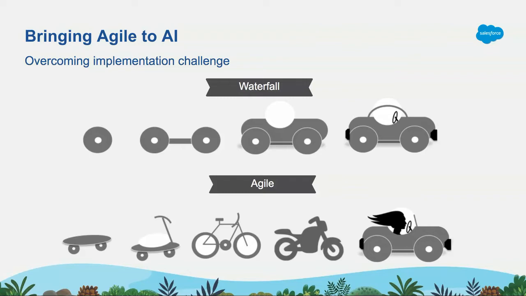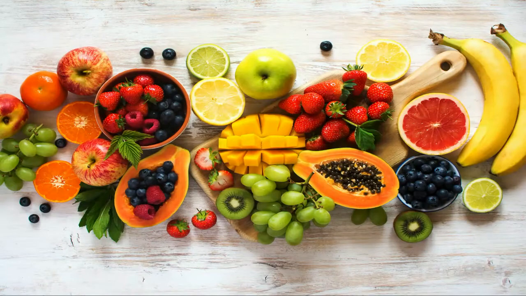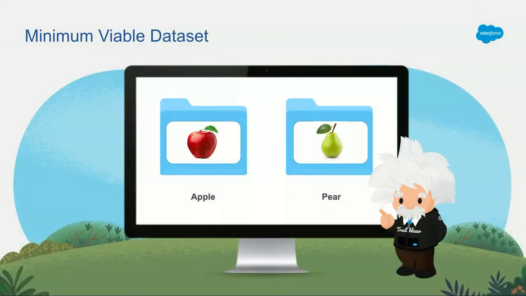Now, let's look at what it would look like if we do it the agile way. So what you'd start with is saying, okay, what is my minimal viable data set? What is the minimum amount that my model can do that would still be valuable for my customers?